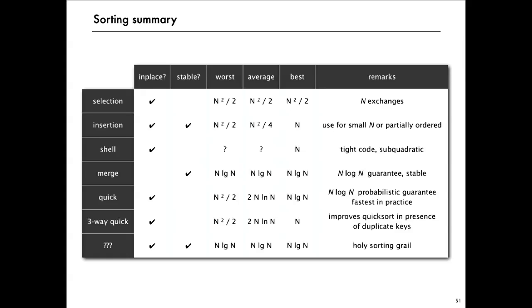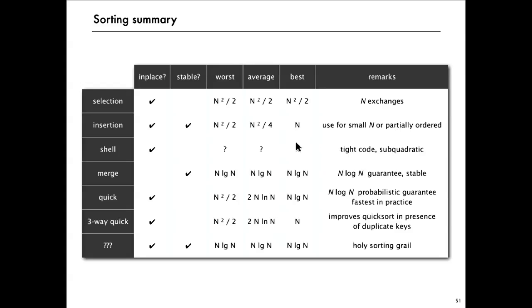So here's a summary of some of the things that we've talked about. We've talked about 6 different sorting algorithms, and we've talked about a bunch of attributes. For example, the top line, selection sort is in place. It always takes about n squared over 2 comparisons. And one of the things to remark about it is that it only uses n exchanges and so forth. Insertion sort: best case linear, quadratic, in place and stable. And it'll work well if the file's small or partially ordered.